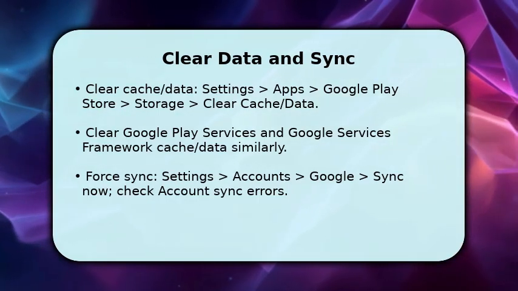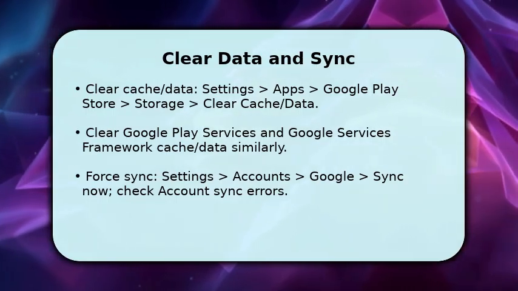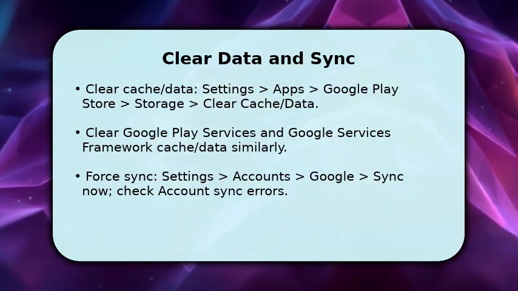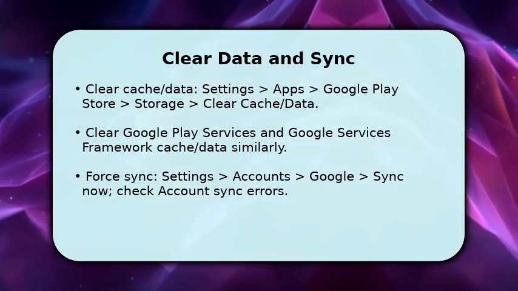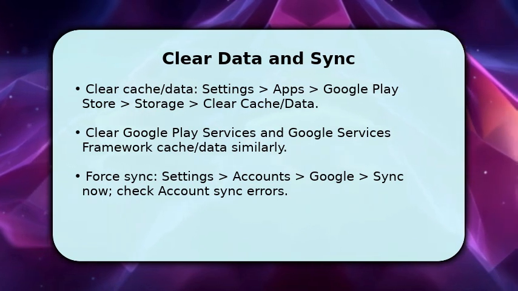After clearing, return to accounts and force a full Google sync so fresh tokens are pulled from Google servers. If you see a sync error, tap it to view details. Once the sync completes, reopen Play to verify your profile appears and apps list refreshes correctly.